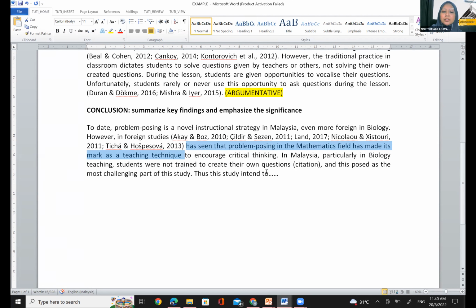This study intend to examine the effectiveness of the problem posing in biology subject in Malaysia. Itu adalah kita punya intention, and then the gap is because problem posing ni dalam biology memang tak ramai yang pakai. Is it okay?